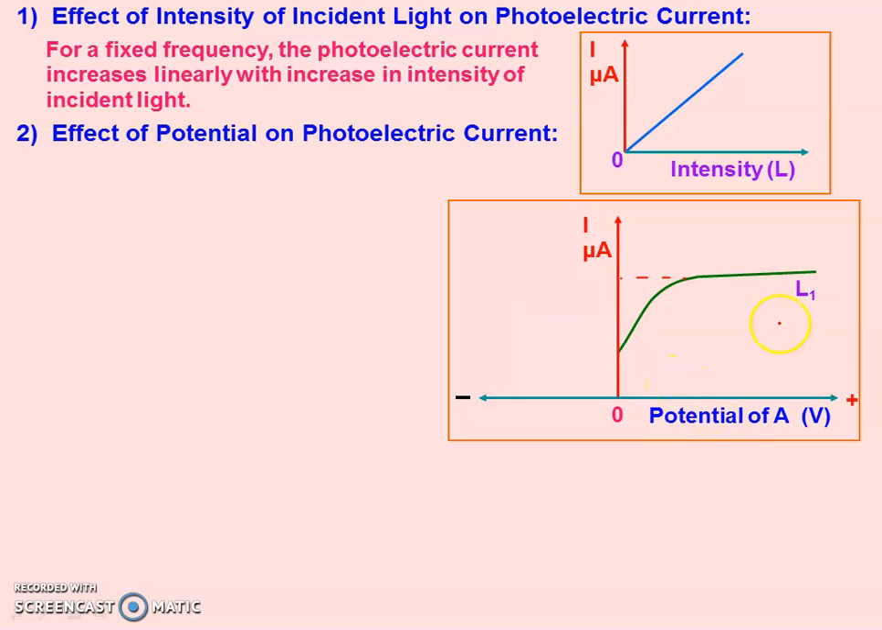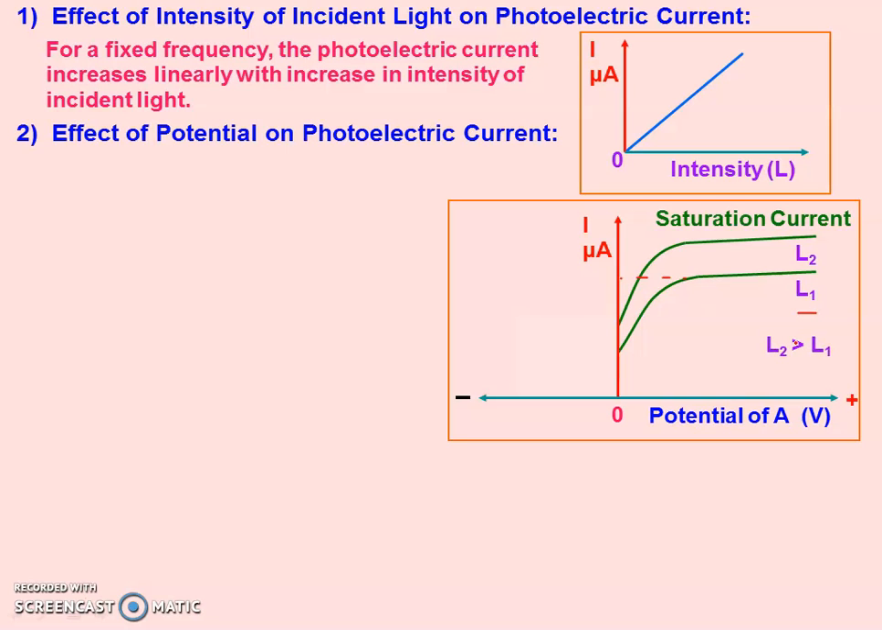Reason is that if intensity is constant, it means number of photons are constant. And if number of photons are constant, it means electric current will be constant. But if we increase the intensity, current also increases. Although it may also become constant after a certain value of potential difference, right?